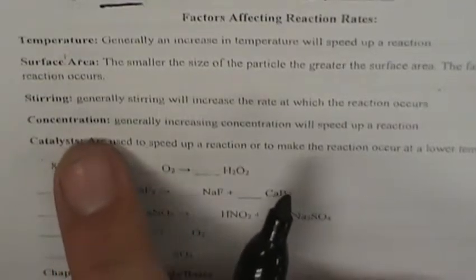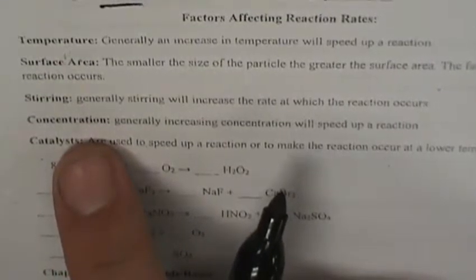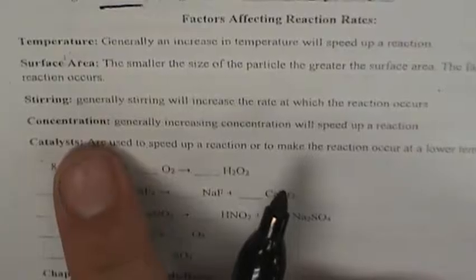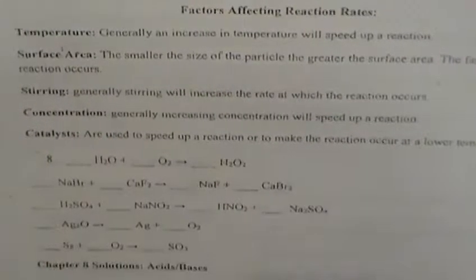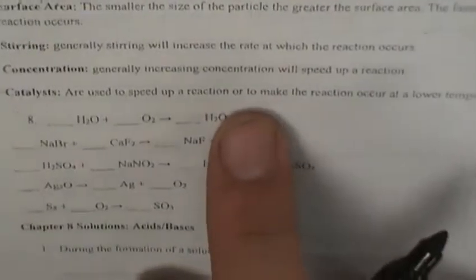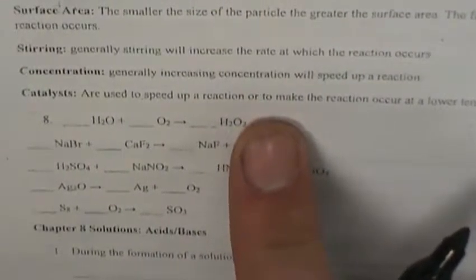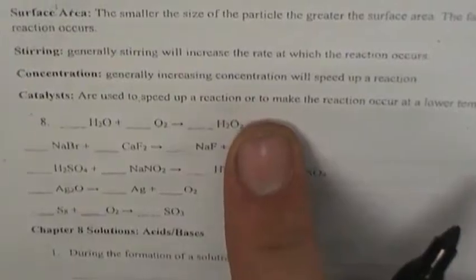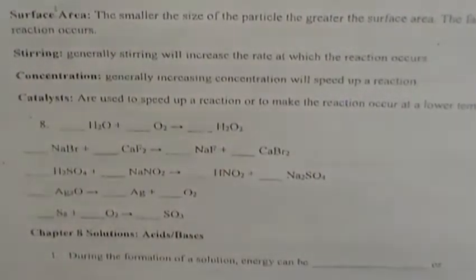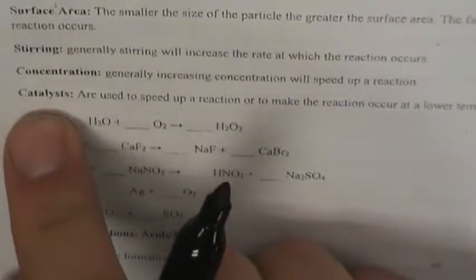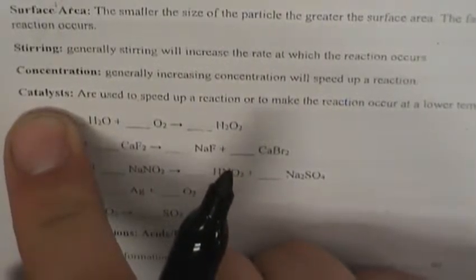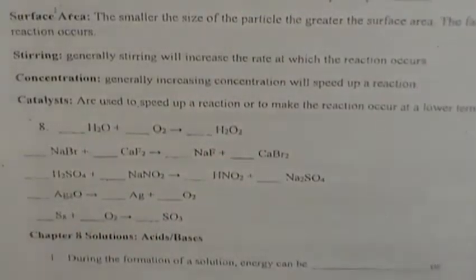The other thing is concentration. If we increase the concentration of a reactant, the reaction should go faster because there's more reactant available in the same volume. And catalysts, which we looked at in class, are things that will speed up a reaction or make it occur maybe at a lower temperature. And the other important thing about a catalyst is that it's not consumed in the reaction. That's why it's usually written over the arrow instead of in front of the arrow.